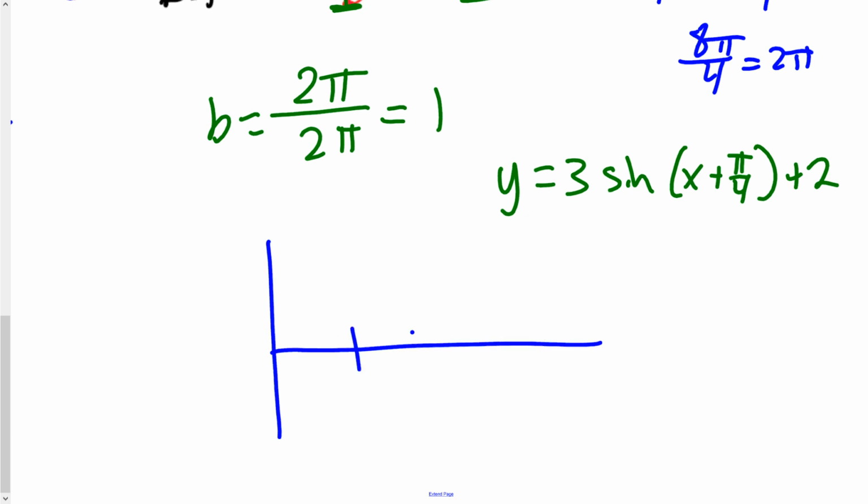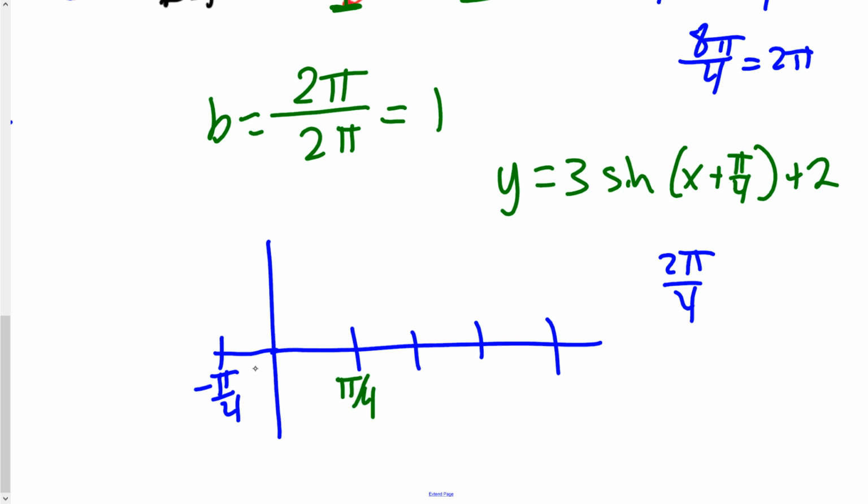My b is the same, but my d is negative, so that means I shift over back here, negative pi/4. My period is normal 2 pi, and I divide that by 1, I get 2 pi. Now I divide by 4, I get pi/2 as the interval. So when I add that interval to my start of negative pi/4, I get pi/4.